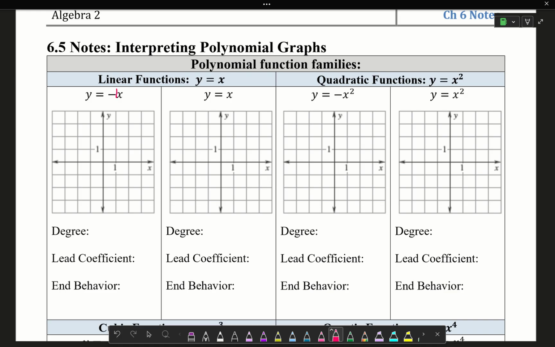We're going to remind ourselves that when there's no number in front of that x, that leading coefficient is a 1. So that leading coefficient on y is equal to negative x is negative 1, and the leading coefficient on y is equal to x is a positive 1. Let's see if we can sketch these guys out. So that negative 1 is also our slope. On the left here, starting at the origin, I'm going to follow that down 1 and over 1. I'm going to quickly sketch out these graphs.